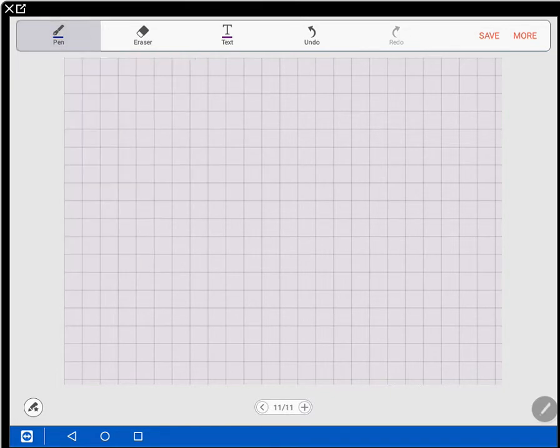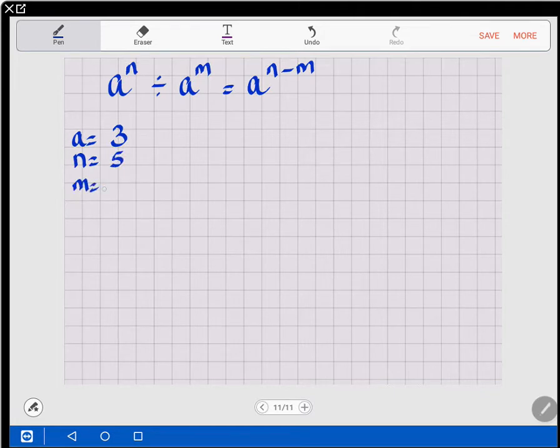Deuxième. Nous disons que a to the power of n divide by a to the power of m is equal to a to the power of n minus m. Alright. Nous savons un exemple. A is equal to 3. N is equal to, let's say, 5. And m is equal to 4. Okay? 3 to the power of 5 minus 4.